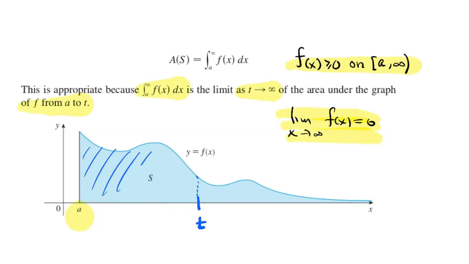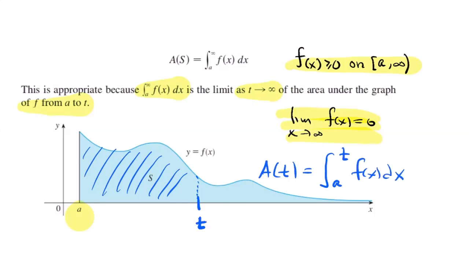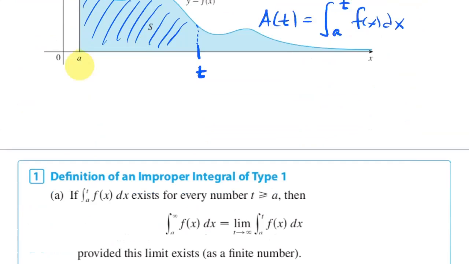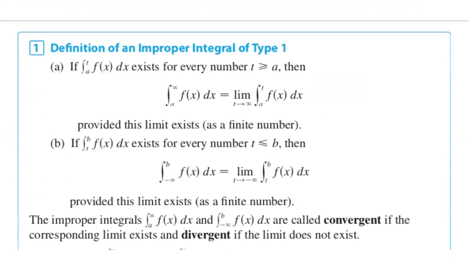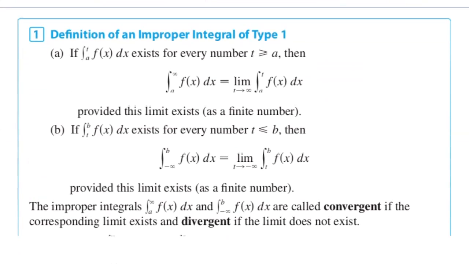And maybe I could call that area A of t. A of t is the integral from a to t of f of x dx. So if you take the limit of that as t goes to infinity and you get a number, then you say that that's the infinite area under there, the area from a to infinity. So here's what I was trying to spit out there.